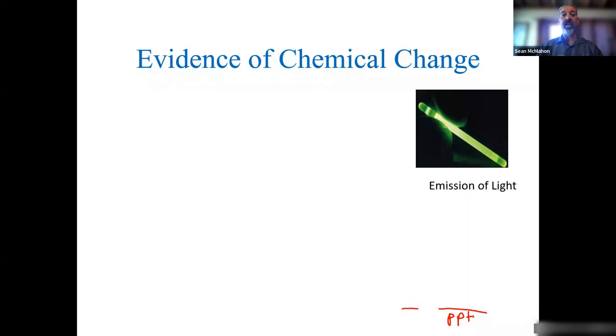Oh, whoops, I forgot emission of light. So when you burn, let's say magnesium, for example, bright light is emitted. That is evidence of a chemical reaction. Fireworks.